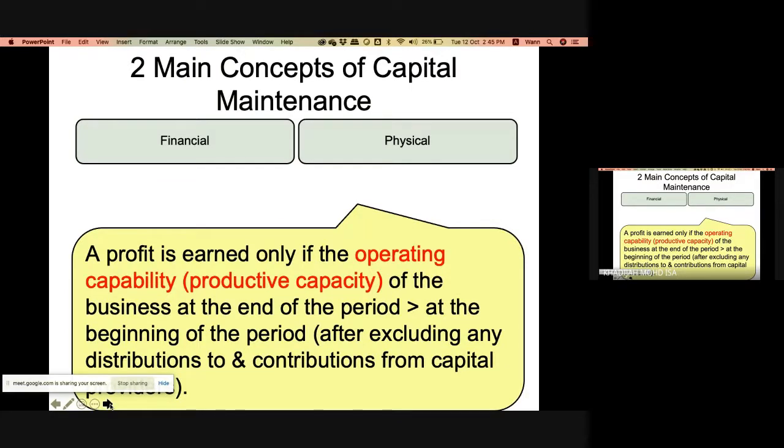Later we'll also look at how a profit is earned only if the operating capital is maintained, meaning that your income is more than your expenses. Then you have to compare the beginning of the year and the end of the year to see how the company has performed. Has it increased? Has the capital maintenance increased?